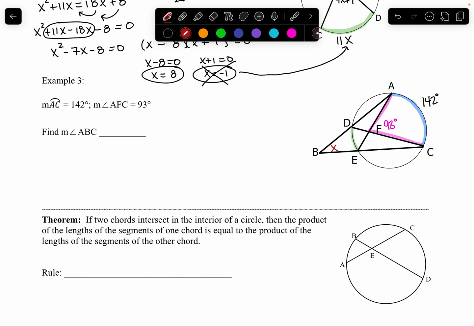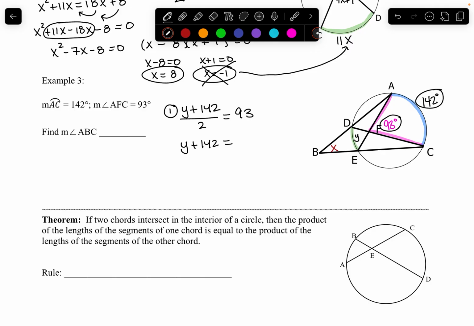However, what I can do is I can use my inside angle, this arc, and I can label this one as Y and find it. And once I find arc DE, then I'll be able to use arc AC, subtract arc DE from AC, divide by 2 to find B. So this one's a 2-step. Step 1, first I need to write that nicer. I need to do Y plus 142 divided by 2 equals 93.